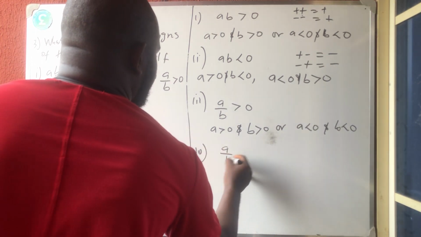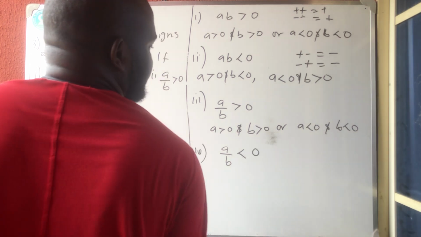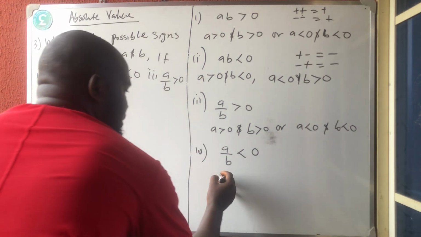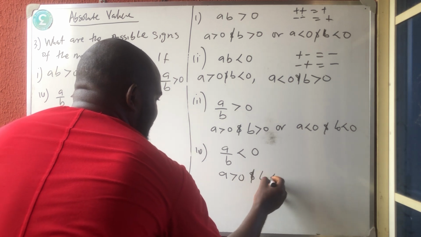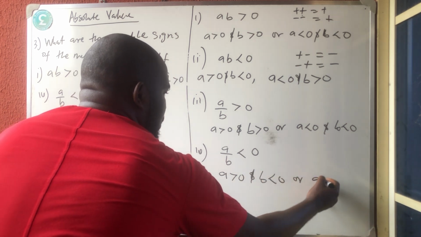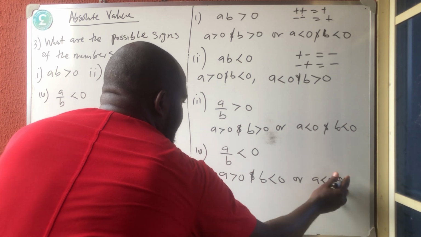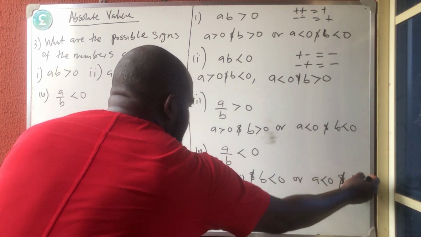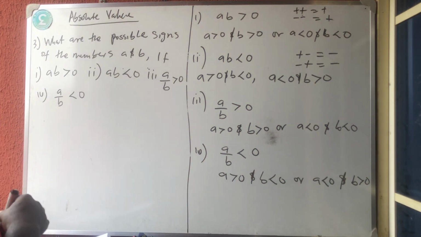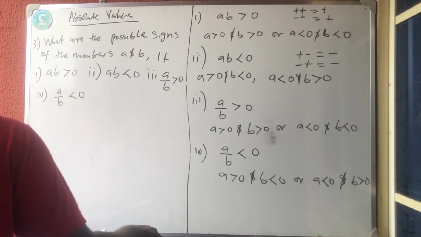If A over B is a negative number, it means that the signs must not be the same. So A must be greater than 0 and B less than 0, or A less than 0 and B greater than 0. So that is that. Okay, so this will help us to solve some questions.